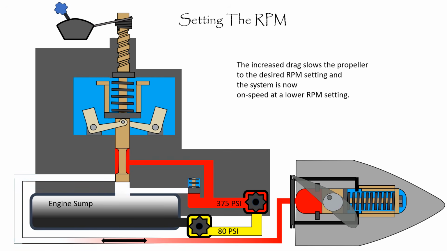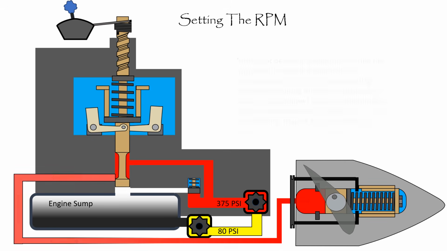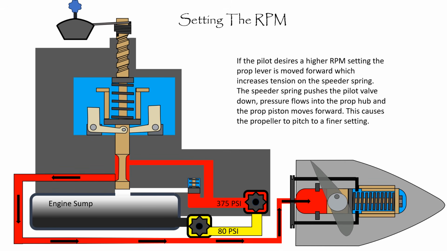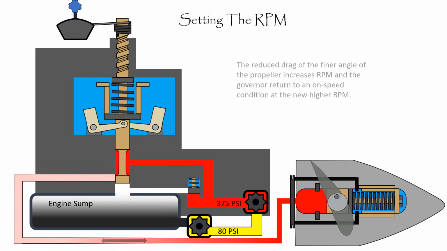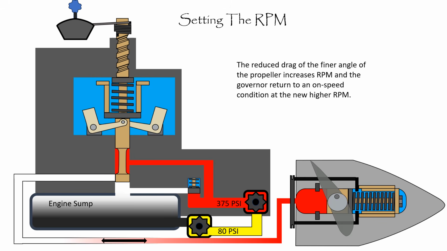The increased drag slows the propeller to the desired RPM setting, and the system is now on speed at a lower RPM setting. If the pilot desires a higher RPM setting, the prop lever is moved forward, which increases tension on the speeder spring. The speeder spring pushes the pilot valve down, pressure flows into the prop hub, and the prop piston moves forward. This causes the propeller to pitch to a finer setting. The reduced drag of the finer angle of the propeller increases RPM, and the governor returns to an on-speed condition at the new higher RPM.